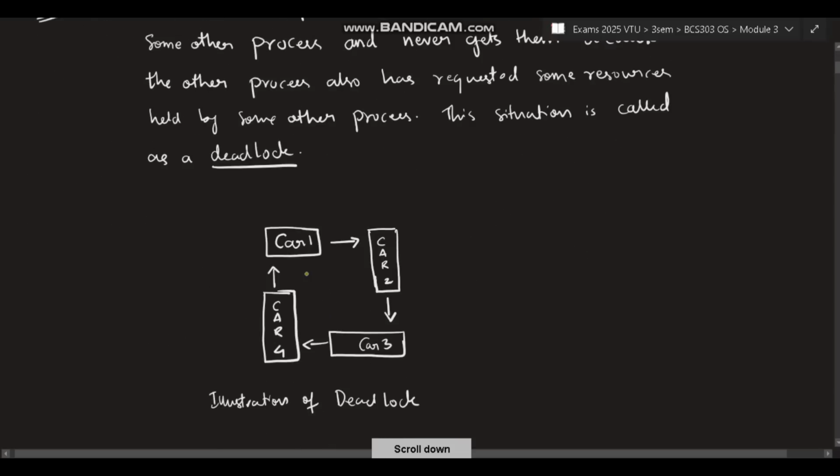If we imagine a real life situation, there is car 1 which wants to go in this way, but this way is blocked by car 2 which wants to go in this way, and this way is blocked by car 3 which wants to go in this way, and this way is blocked by car 4 which wants to go in this way, and this way is blocked by car 1, and the process repeats. So car 1 is waiting for this to move, and this is waiting for this to move, and so on. No one will move in this situation, right? This is an illustration of deadlock, and this also happens in the operating system. Whenever a process requests resources that are already held by some other process, and so on, that is called a deadlock.